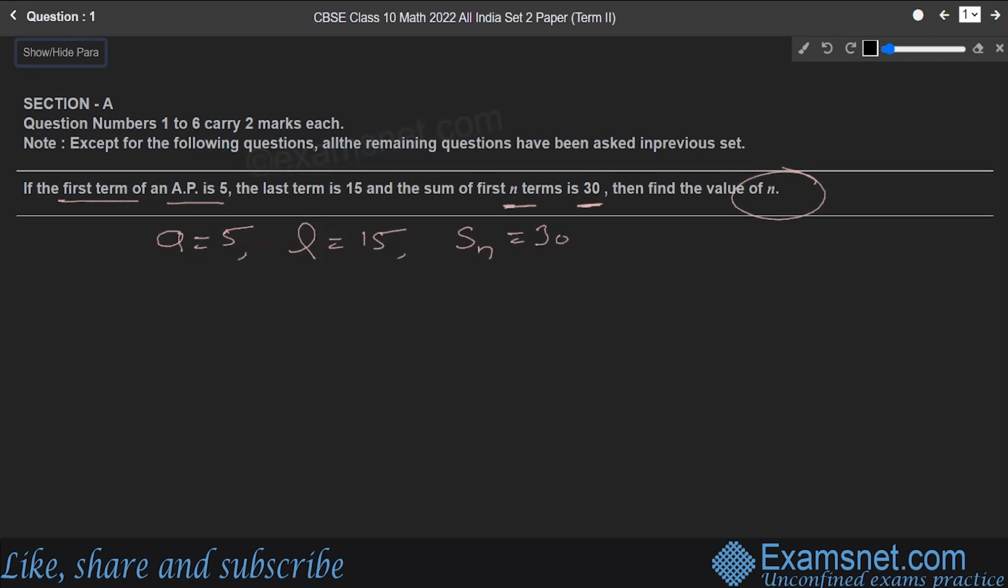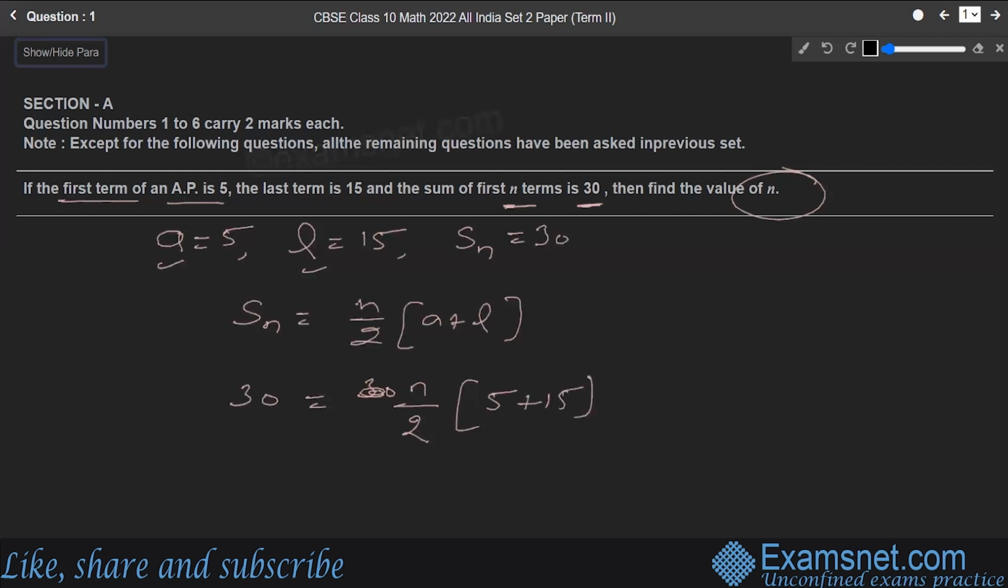Now we can use the formula of the sum in terms of the first term and the last term. What is that formula? The sum of n terms is equal to n by 2 times A plus L, where A is the first term and L is the last term. So let us put in the values. The sum is already given to us, that is 30. So n by 2, because the sum is of n terms only, times A plus L, where A is 5 and L is 15.